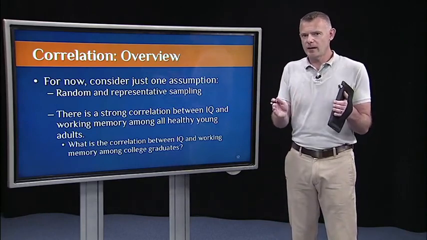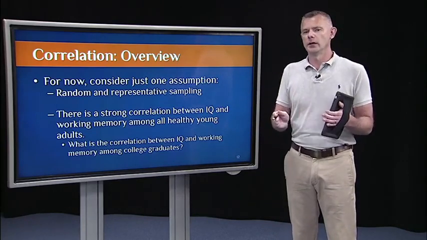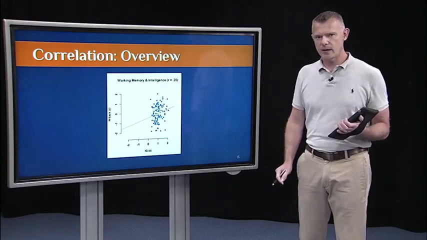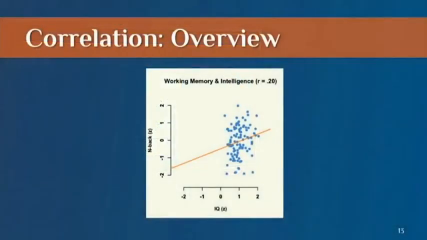You'll see that's not a random representative sample of all young adults. It's a different kind of sample. So let's look at that scatter plot. This is a bit exaggerated again. We made up the data, but now you'll see the correlation is not very strong. It's only 0.2. And why is that?